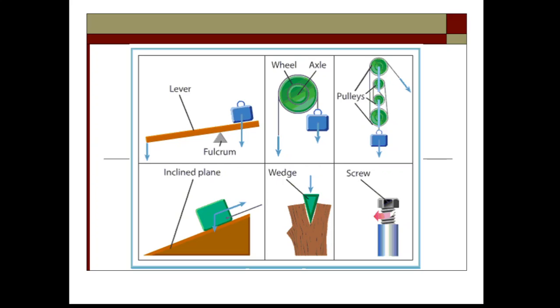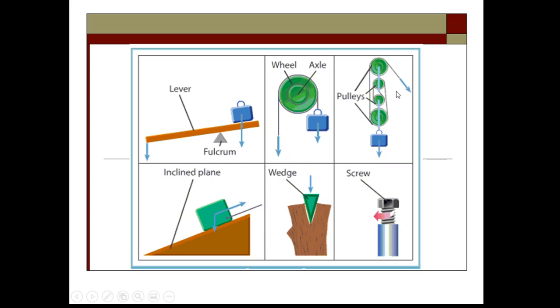Okay, and here's another picture to show you what we're talking about. You have a lever, and we just talked about that. A wheel and axle is similar to a pulley, but think about a doorknob. You're turning it and it's moving inside. If you think about the old manual pencil sharpeners, that's a wheel and axle.